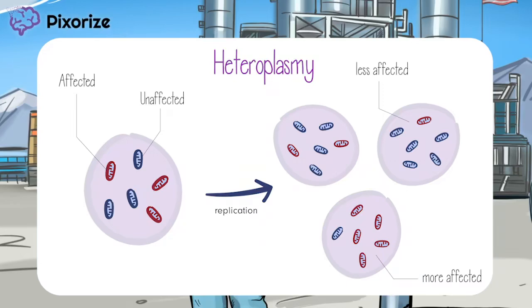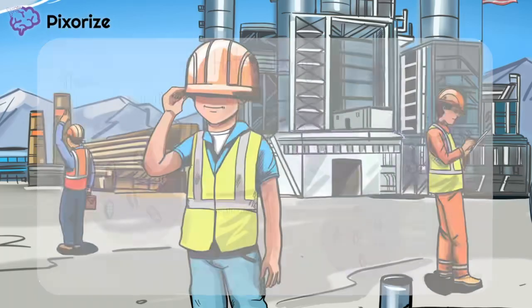Some of the organelles, which in our case are mitochondria, have the mutation, whereas others don't. This is why we have variable expression from patient to patient. Different numbers of mitochondria may be affected in each person.